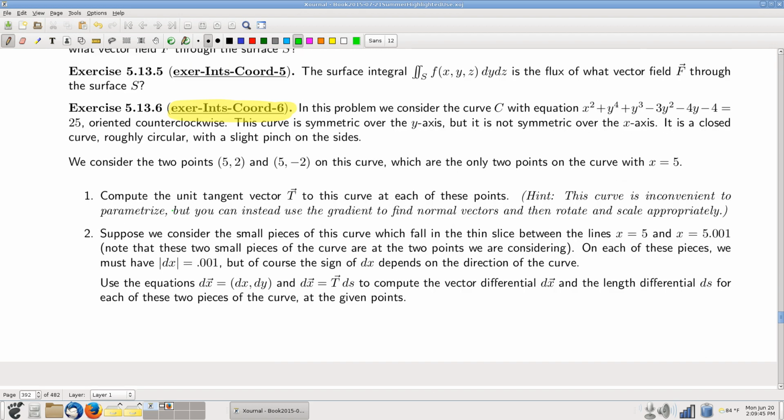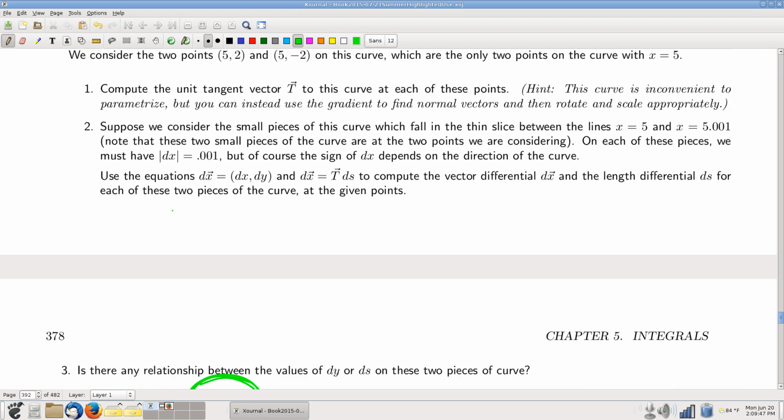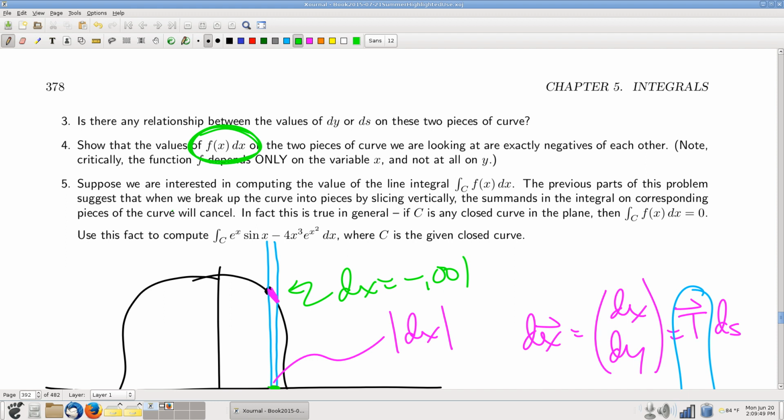Was there an f given? I don't think there was. No. Okay, so let's see here. Suppose we're interested in computing the value of this line integral. Now, note this is a coordinate line integral, right? So it looks like a line integral. I guess it's kind of a line integral, but it's not ds. It's dx, right? So this is one of these weirdo notational things.